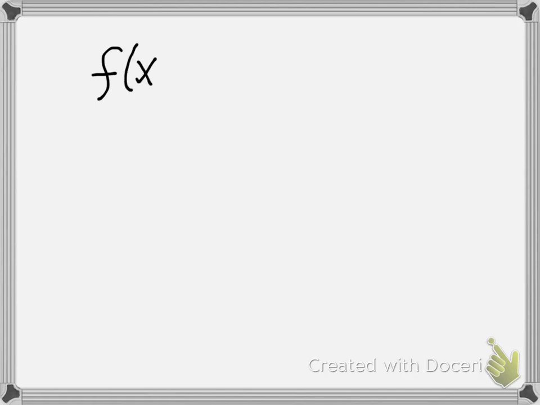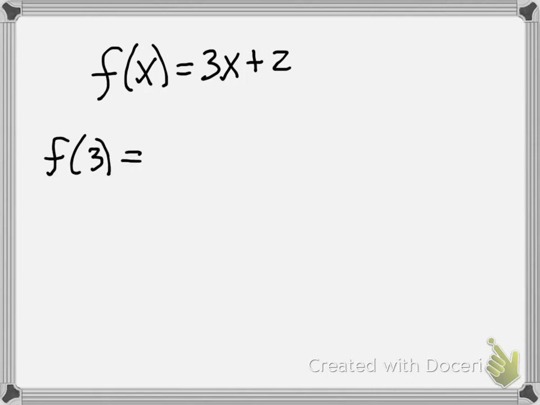Alright, so let's say f of x equals 3x plus 2. Okay, so we're going to find a couple different problems. We're going to find f of 3, and we're going to find f of negative 2. Okay, so we're going to look at both of these two equations. So basically f of 3 just means that I'm going to plug in 3 in for x into that function. So it becomes 3 times 3 plus 2.